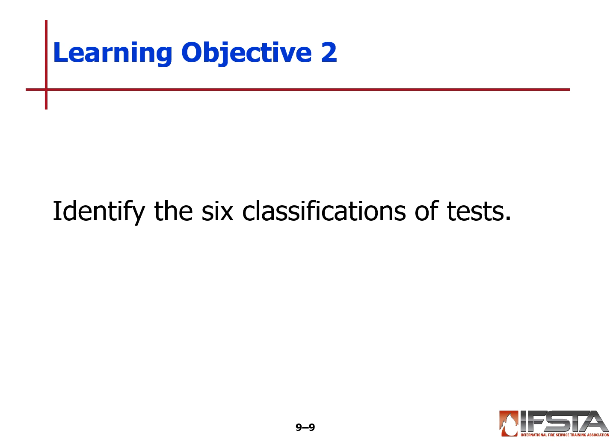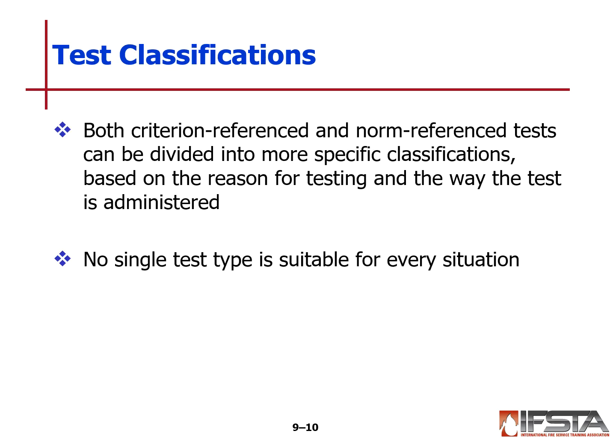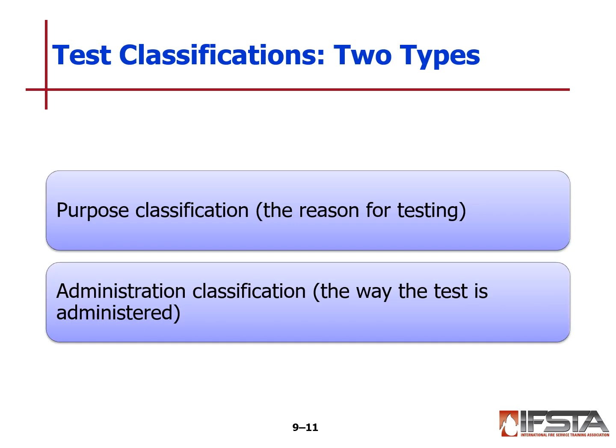Learning Objective 2: let's identify the six classifications of tests. Both criterion-referenced and norm-referenced tests can be divided into more specific classifications based on the reason for testing and the way the test is administered. No single test type is suitable for every situation. Our two types: purpose classification, the reason for testing; and administration classification, the way the test is administered.